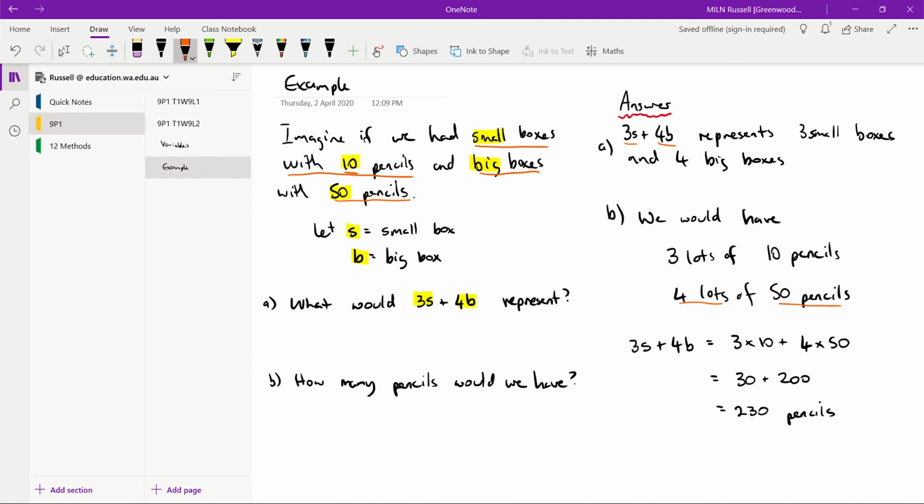Writing that out algebraically, 3 small boxes plus 4 big boxes would be 3 lots of 10 pencils plus 4 lots of 50 pencils, which would give me 3 times 10 is 30, and 4 times 50 is 200, for a total of 230 pencils. So in 3 small boxes and 4 big boxes, this part here, we have a grand total of 230 pencils total.